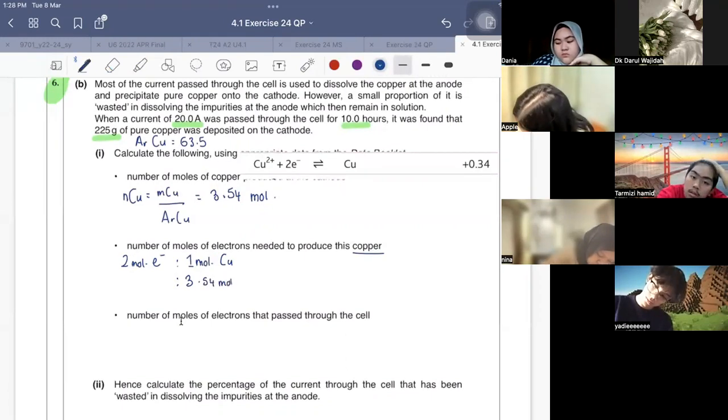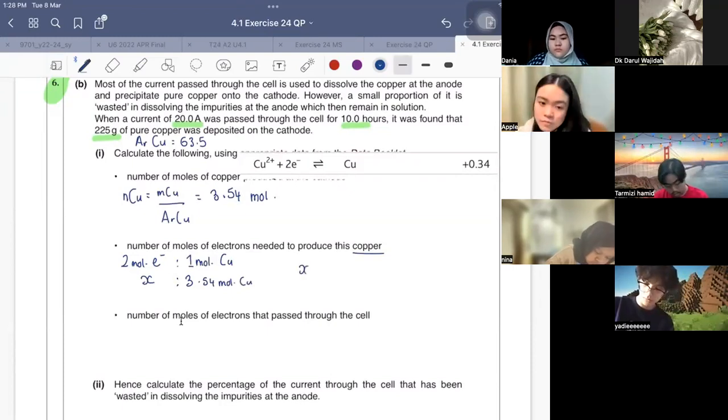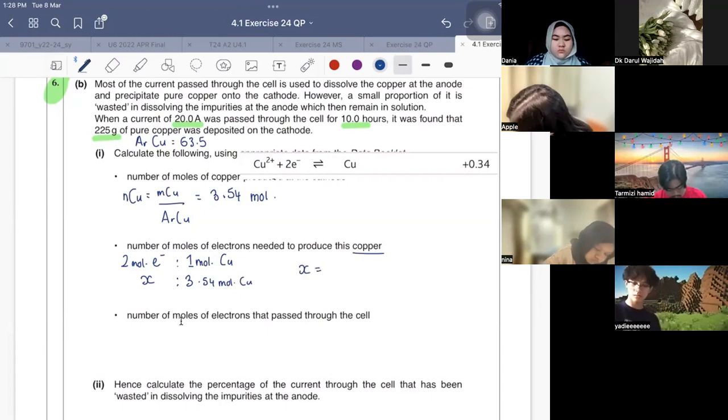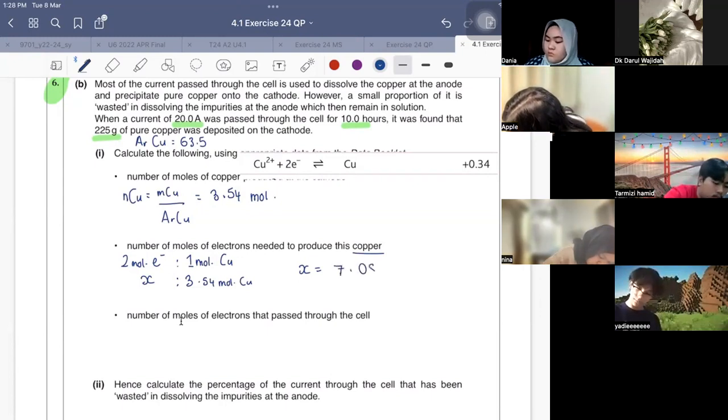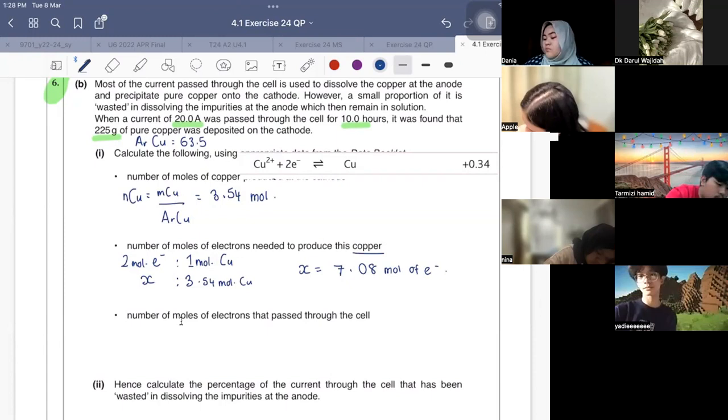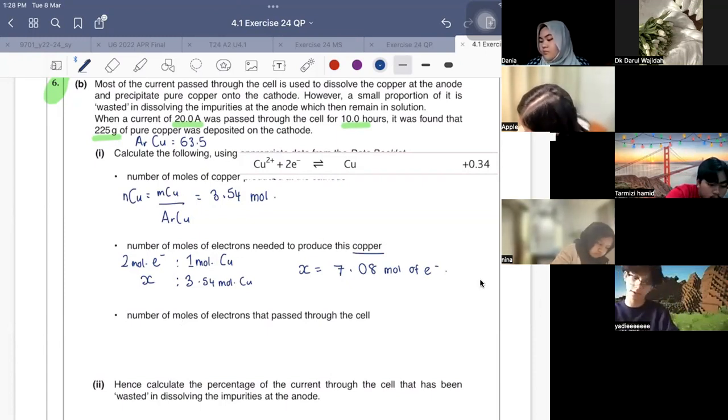3.54 mole of copper. So how many moles of electrons would be required? So it's just 2 times 3.54. Okay. 7.08 mole of electrons needed. Is that okay? Can follow? Okay.